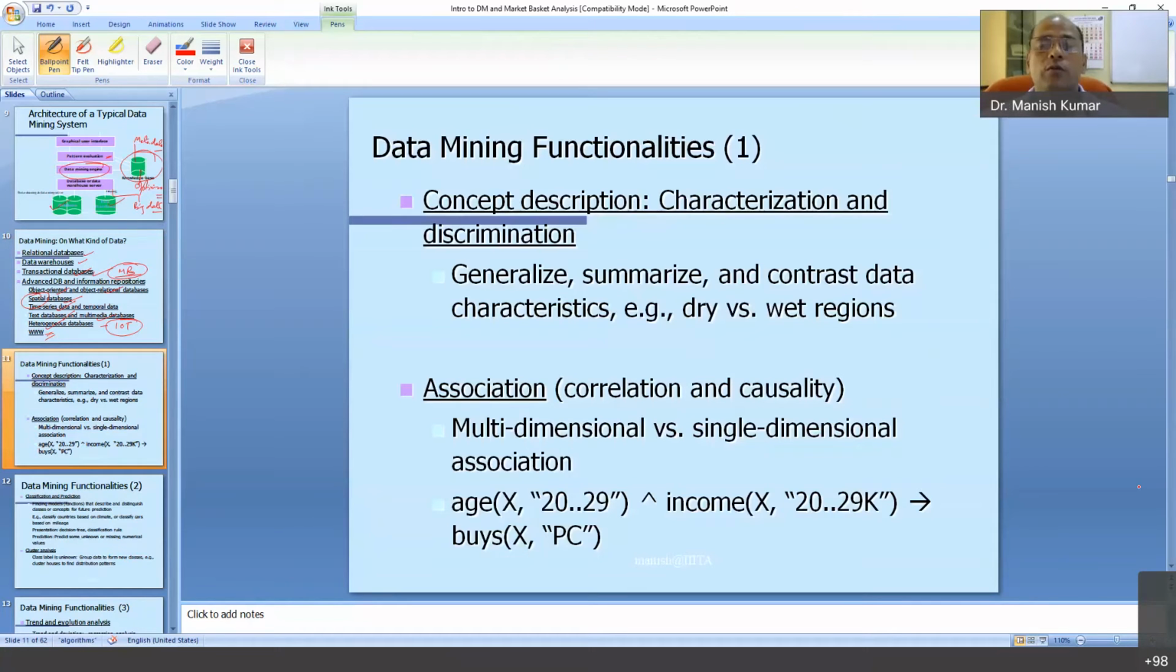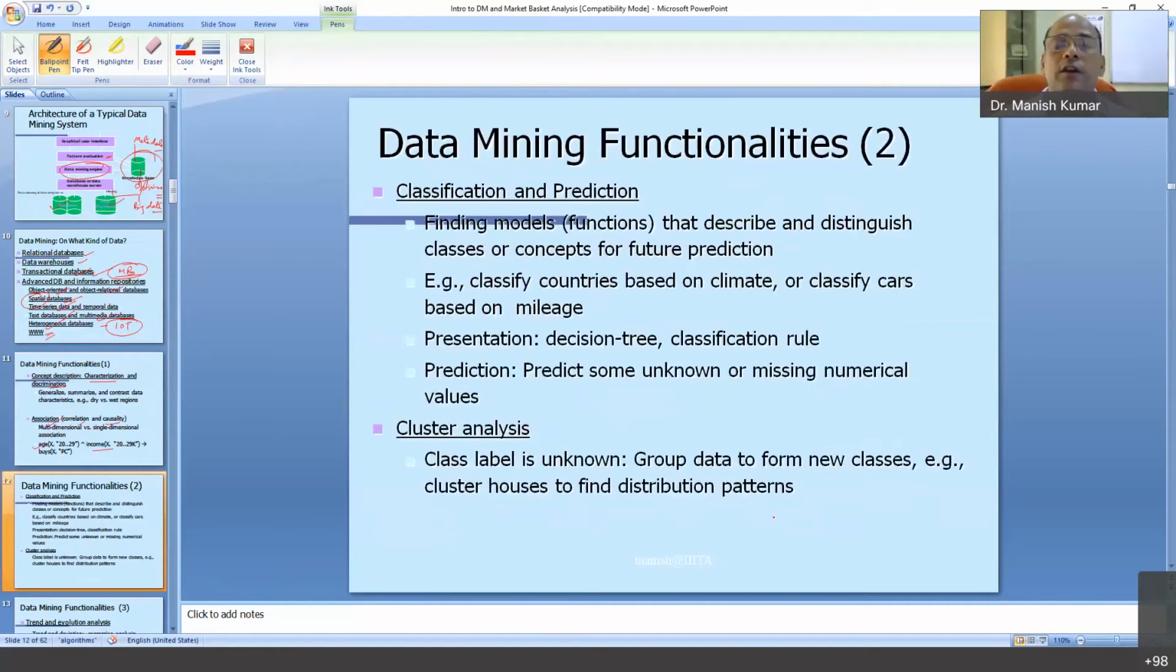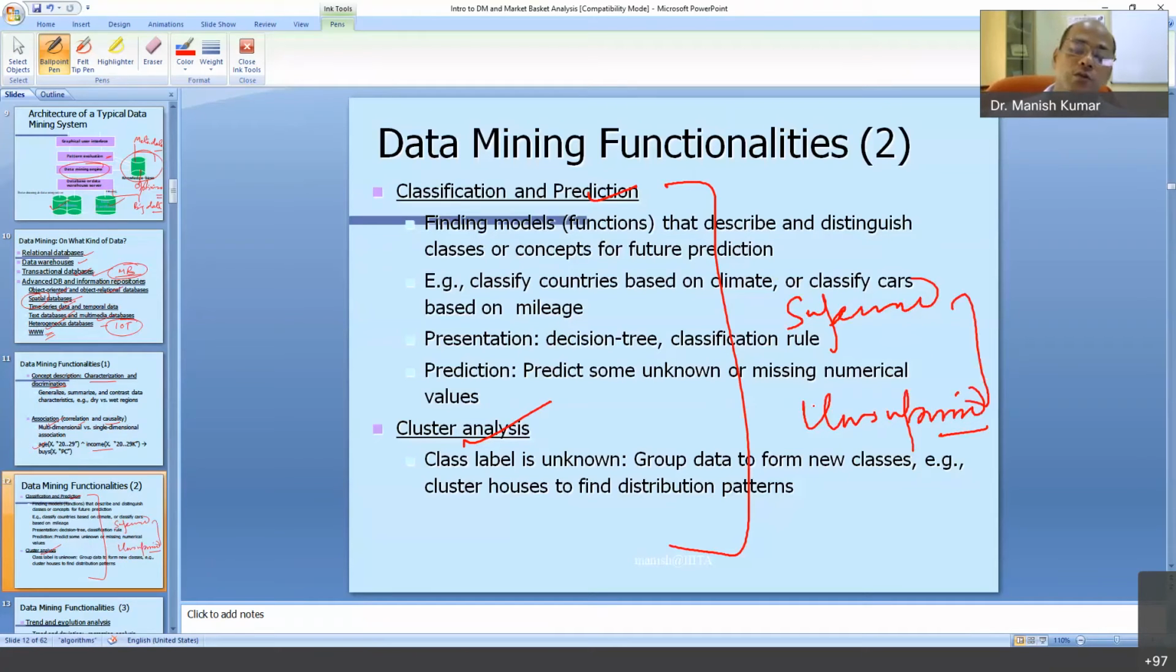Now, the different functionalities of data analysis. You have characterization and discrimination. We have associations, where we do correlation and causality analysis, some sort of association rule mining, which I'm going to talk about next. Then we have classification, prediction, and clustering analysis. These are almost the same set of processing, but they deal with two different types of data. Classification and prediction deal with supervised learning, whereas clustering deals with unsupervised learning.